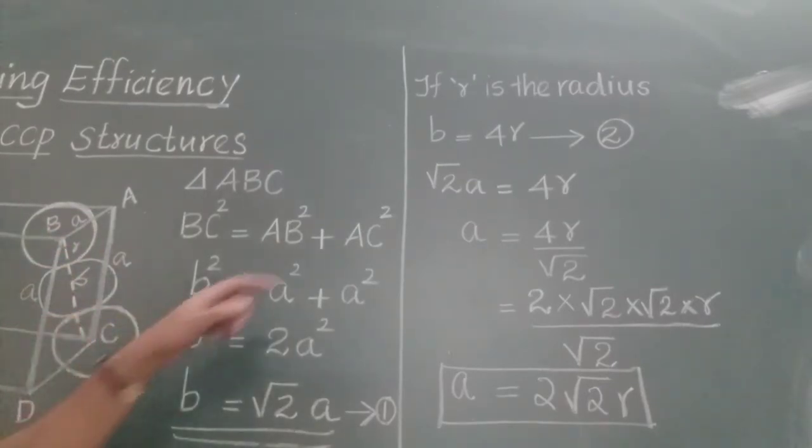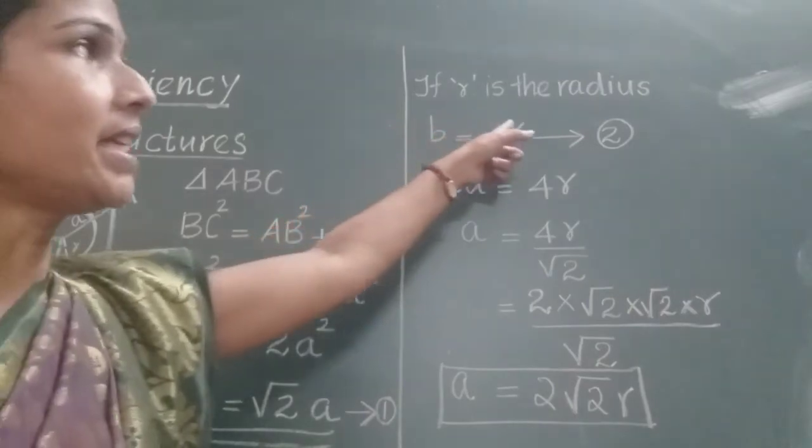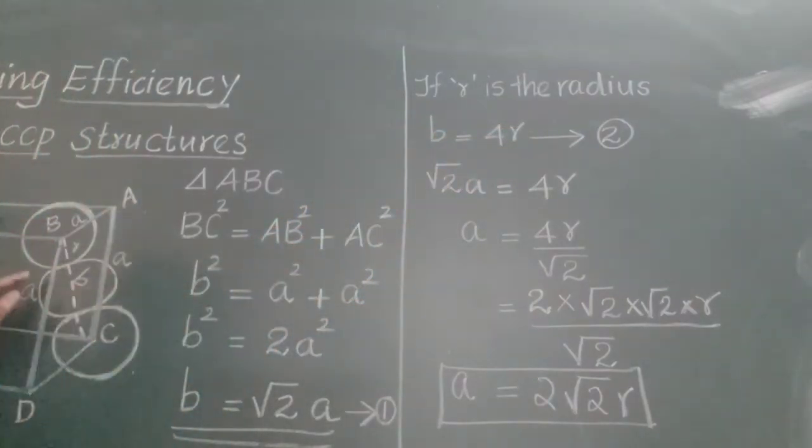Then from this radius r, we can write here this is the corner particle, and this particle is the face center particle. You know, in an FCC lattice one additional particle is present in the center of each face, in addition to the particles present at its corners. This is the corner particle, and this is the face center particle.